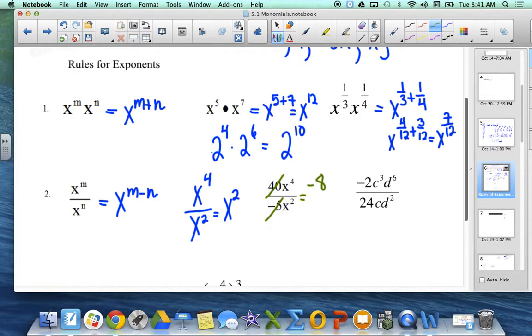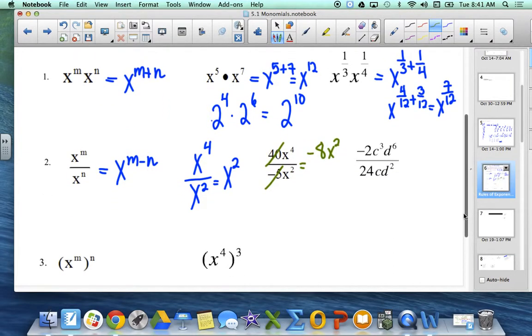-8. The rule tells you to subtract your exponents, so you get x squared. Here, this is a little bit more complicated. -2 goes into 24 how many times? -12. Subtract your exponents, and we get c squared. Subtract 2 from 6, and we get 4. So the answer is c squared d to the 4th over -12.